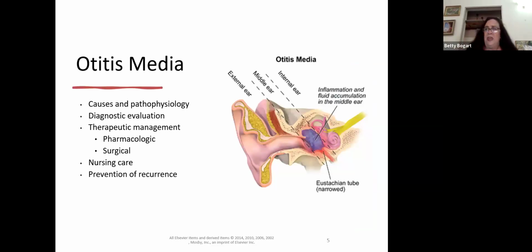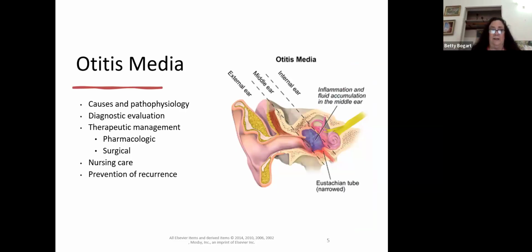Now, one of the big common infections is otitis media, which means an inflammation of the middle ear. One of the biggest things that you see with a child, the first thing they're going to complain of, is pain. And usually they're holding their ear and crying, and it's miserable, okay?